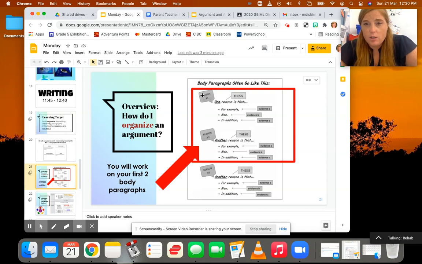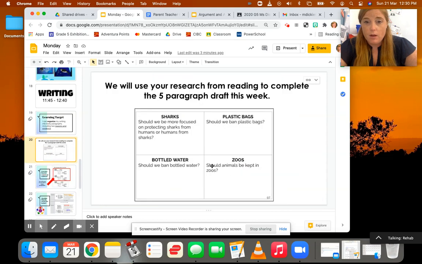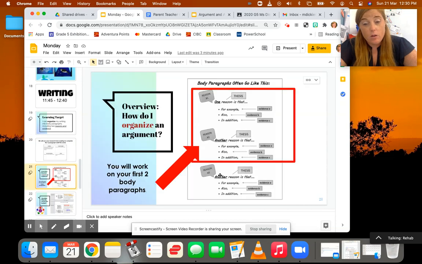So we're just writing 2 body paragraphs. These 2 body paragraphs have to be on the same side of the argument. So, for example, if you wrote about zoos, you're going to write 2 paragraphs today about why we should not keep animals in zoos. 2 paragraphs on the same side of the argument. We will then write another paragraph later on that's arguing the other side. That's a counter argument.